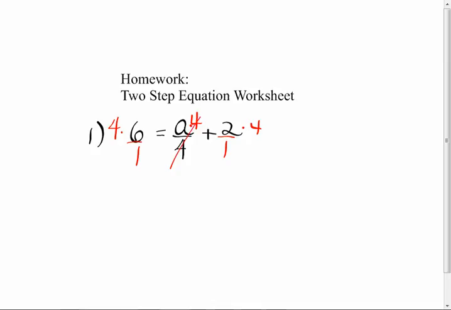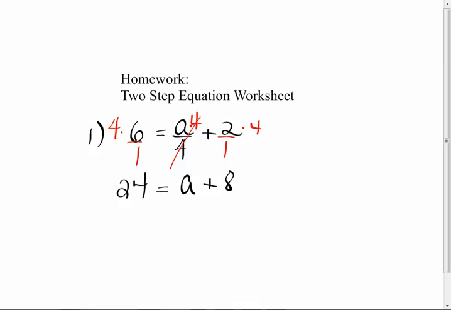What's 4 times 6? 24. Now this leaves me a plus 8. Is that an easy problem now, or is that a hard problem? That's easy. What's 8? A. Can't tell me what A is? 16.